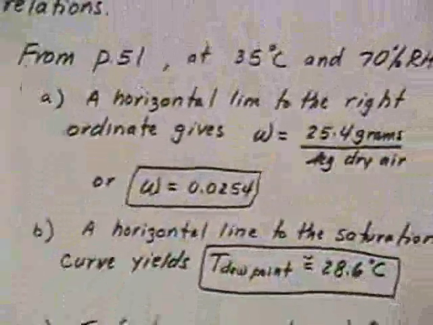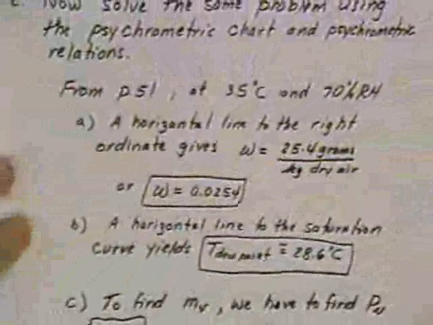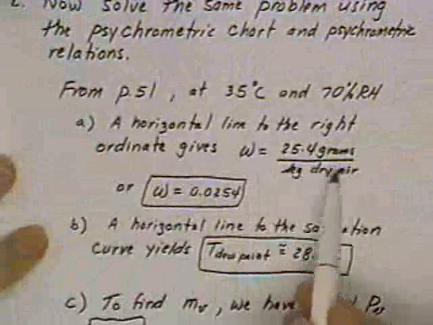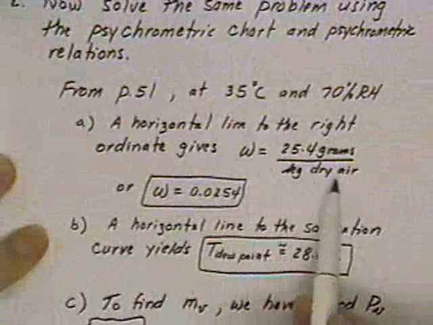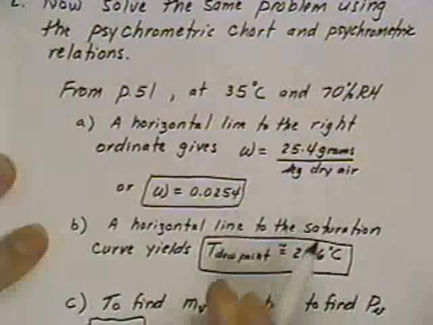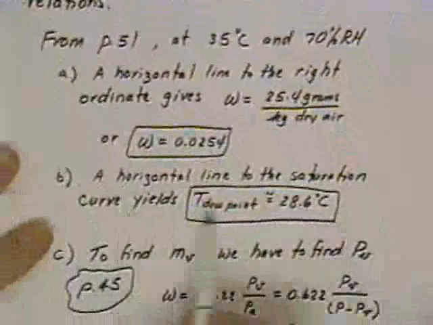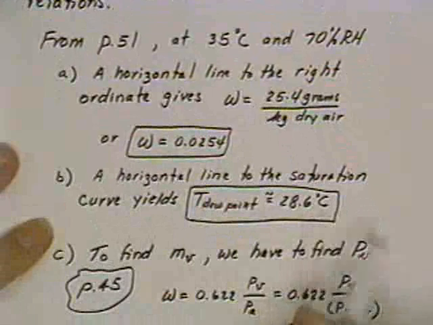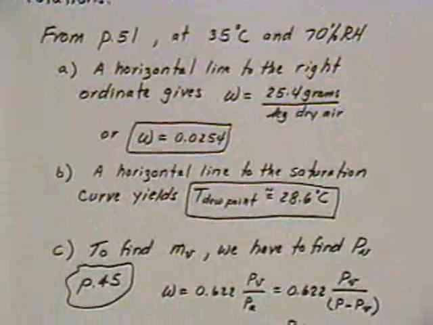And so let me put my notes back on here, and we'll end up hopefully with the same numbers that we just picked off the psychometric chart, and that is omega is 25.4 grams of moisture per kilogram of dry air, which gives us omega of about 0.0254, which is very close to what we got last time. And then a horizontal line over to the saturation curve yields a dew point of 28.6 degrees centigrade. And so A and B come out real easy on the psych chart. It's a matter of a few seconds looking those things up.